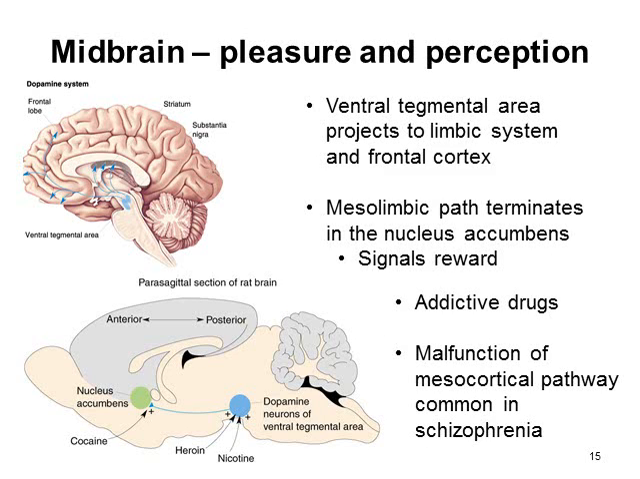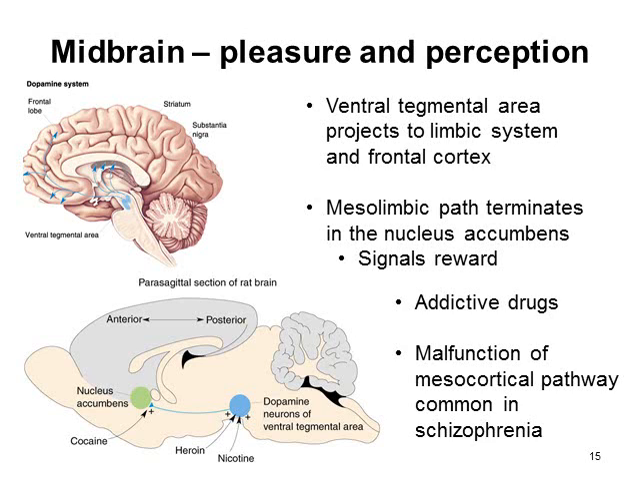The midbrain is also involved with our pleasure and perception pathways. So that ventral tegmental area, that second dopamine nuclei, projects to the limbic system and the frontal cortex. The mesolimbic pathway terminates in the nucleus accumbens, which signals reward and is a main activity site for addictive drugs. The top diagram here shows a human brain, whereas the bottom diagram shows a parasagittal section of rat brain, so much more simple. If you look at the rat brain for the moment, from the right you can see the spinal cord coming in, then the cerebellum, and then going through to the midbrain and the forebrain.